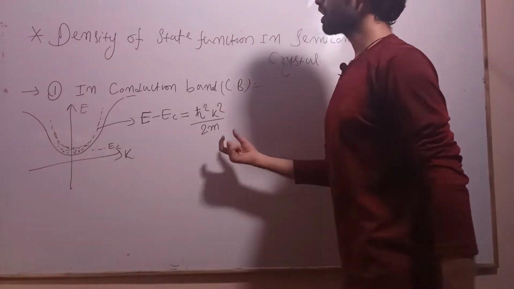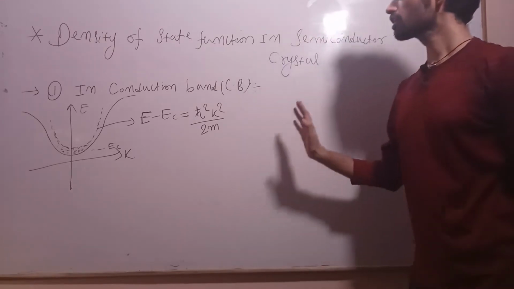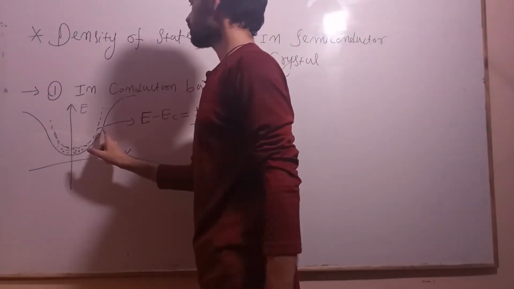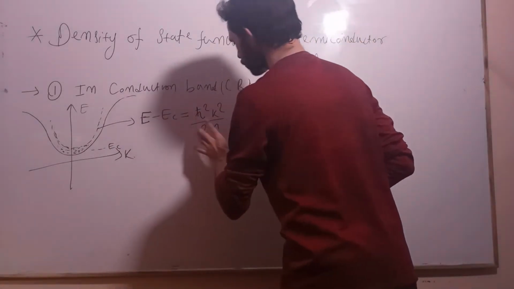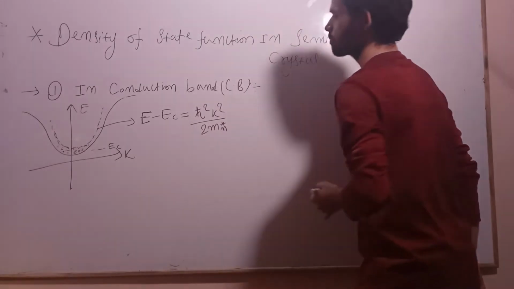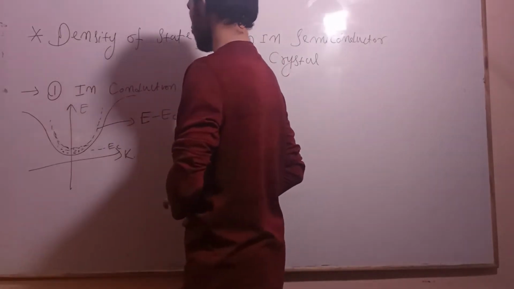This mass in the conduction band is the effective mass, which is positive, the positive effective mass of the electron in the conduction band. So this mass is mn star, the effective mass.